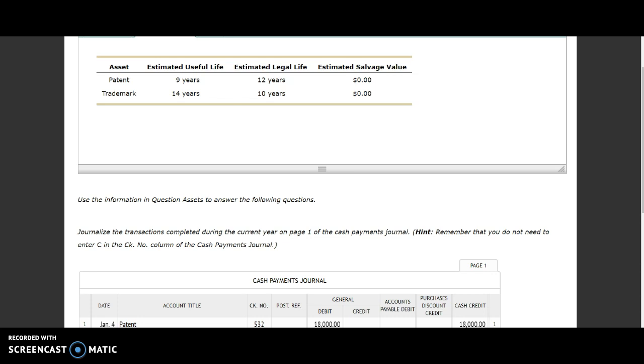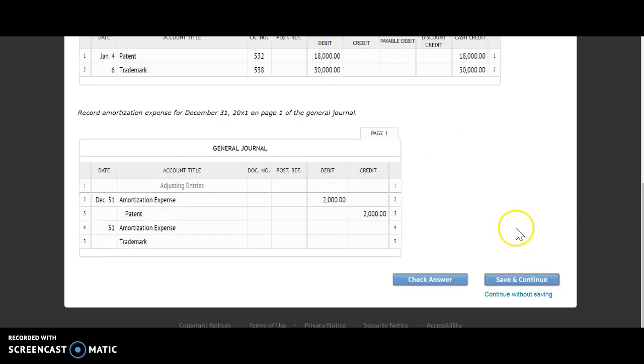Okay, so we're going to take the $30,000 and we're looking at our estimated life. Here they're saying that the trademark legal life is 10 years, but they're assuming that they're going to be able to use this asset for 14 years. Again, we're going to take whatever's smaller. So this time we're going to be using the legal life. So 30,000 divided by 10, which gives us 3,000. So we're going to debit our expense, 3,000, and we're going to credit trademark, 3,000.